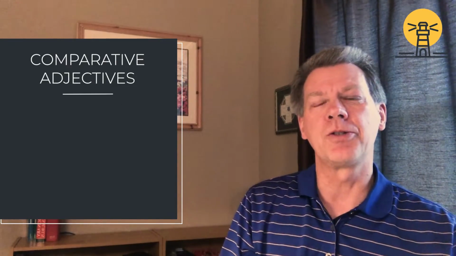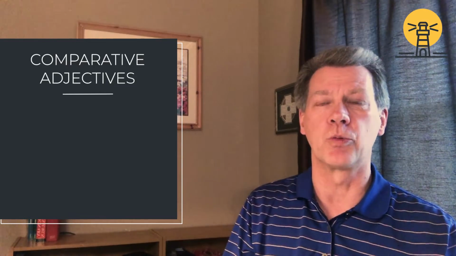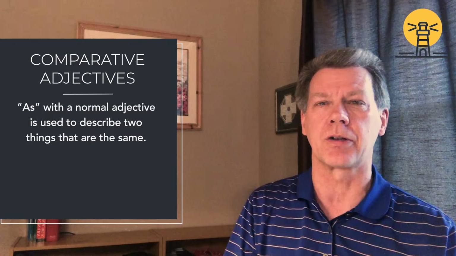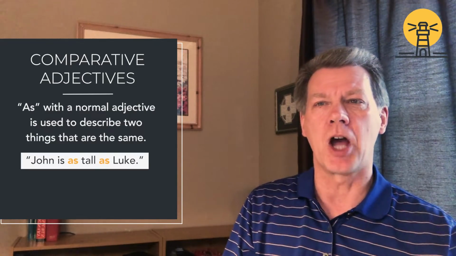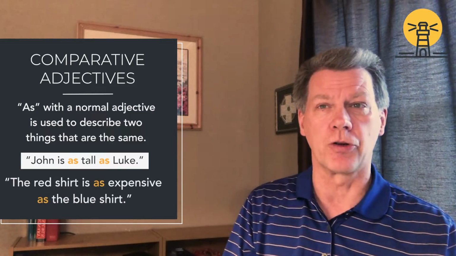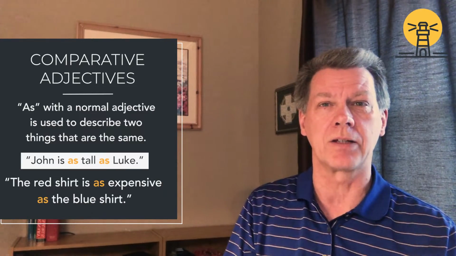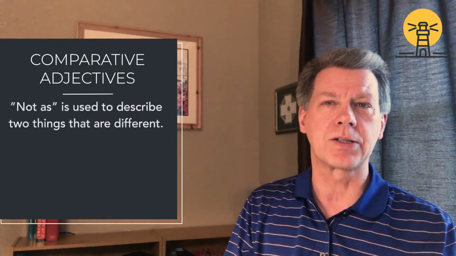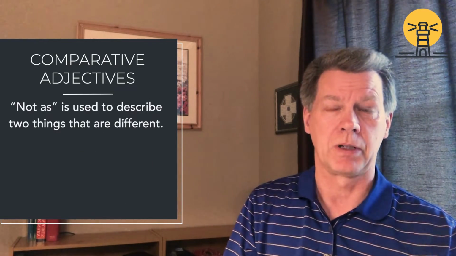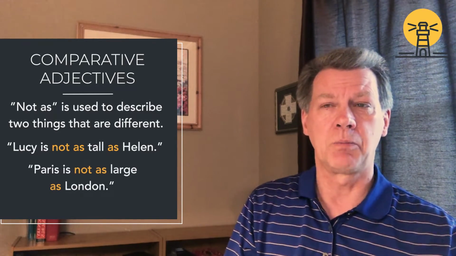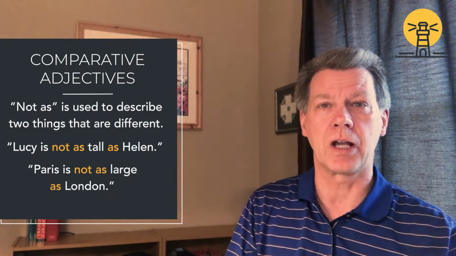First, when using comparative adjectives, we can use the word as with a normal adjective to say two things are the same. For example, John is as tall as Luke, or the red shirt is as expensive as the blue shirt. And we can also use the words not as to say two things are not the same. For example, Lucy is not as tall as Helen, and Paris is not as large as London.